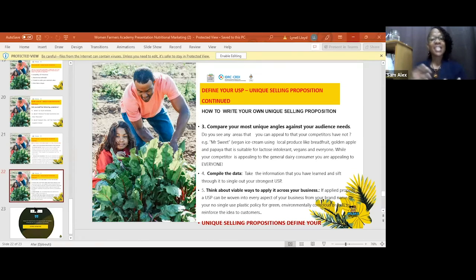So this is just an example, in terms of compiling the data and singling it out and developing your own strong USP. I'm also a vegan and very environmentally conscious, so I decided that I'm not going to use any plastic bags at my store. So it's paper. And I decided that I'm not going to use any plastics for products. So everything is in glass bottles.